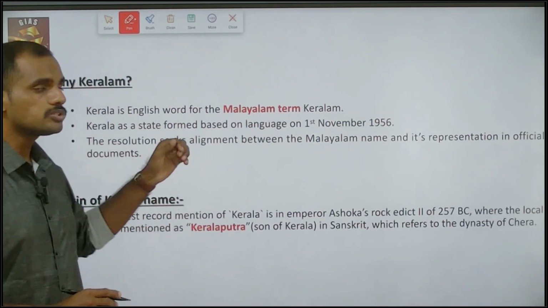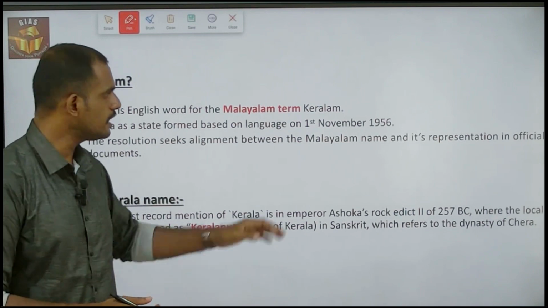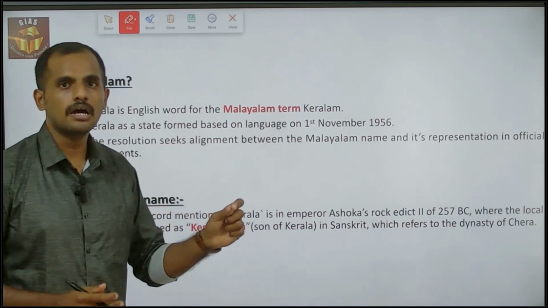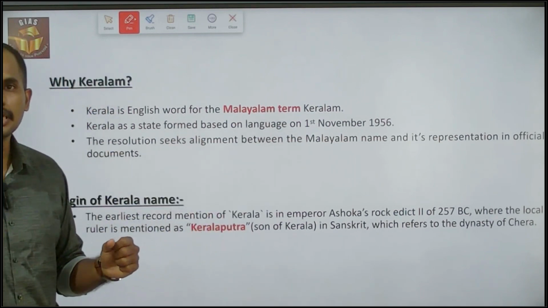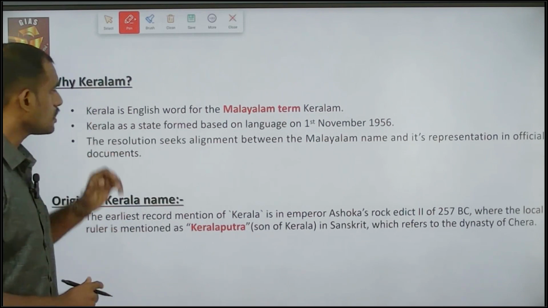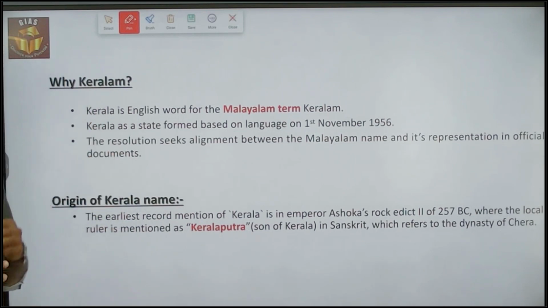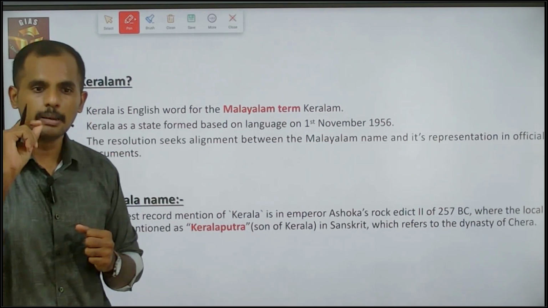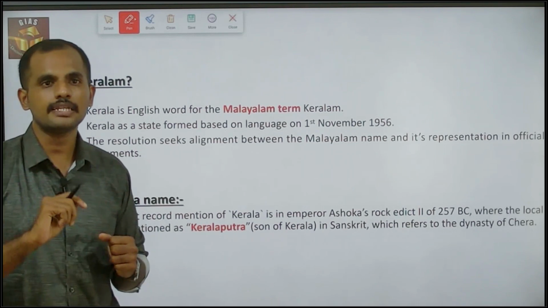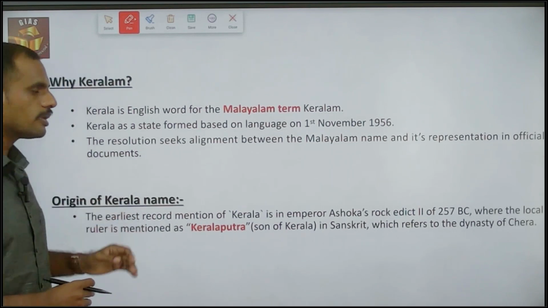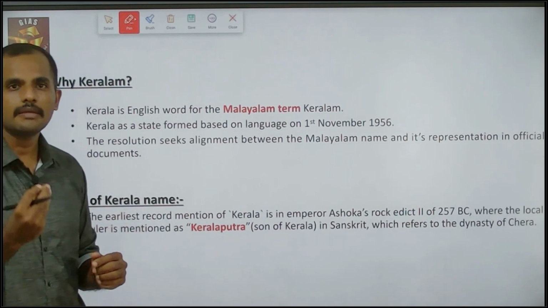Secondly, the resolution also seeks the alignment of the Malayalam name, that is Keralam, and its official representation in the official documents. So these two are the primary reasons for choosing the Malayalam name Keralam for the state Kerala. Now let's look into the origin of the name Kerala.